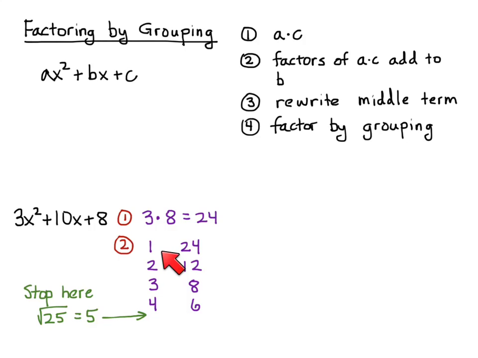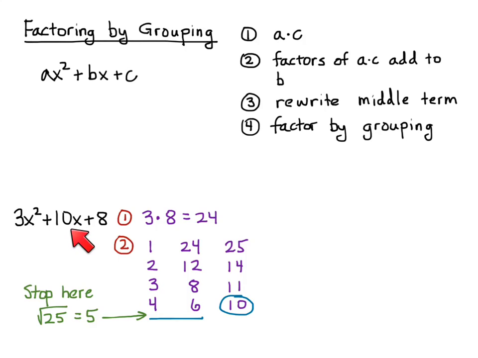So the only thing that we need to do is go up high enough that if we square the next one, we're going to get about the number that we're looking at. All right, so these are all the ways that 24 factors, and now we'll add those 2 factors: 1 plus 24 is 25, 2 plus 12 is 14, 3 plus 8 is 11, and 4 plus 6 is 10. Okay, so then we're going to choose this last one, the 4 and 6, because that equals 10, which is what our b factor is here.